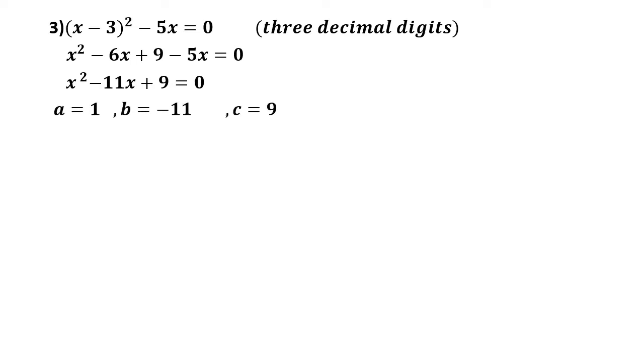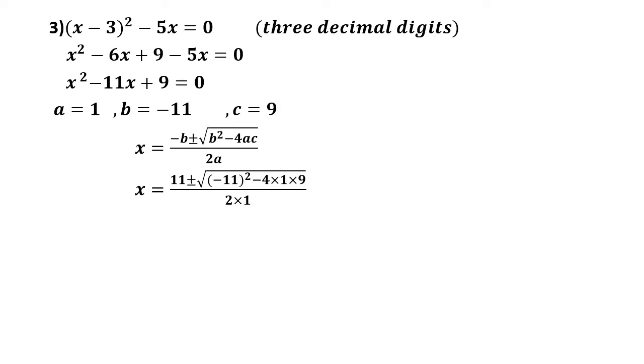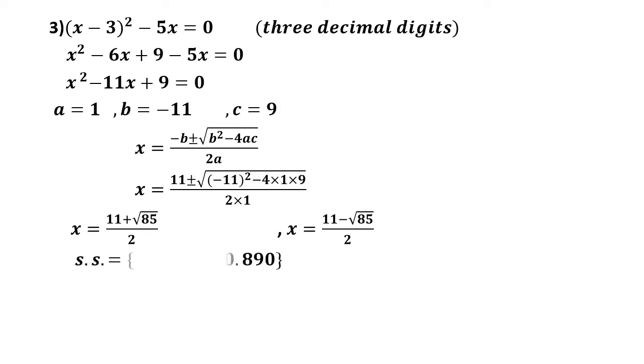Then a equals 1, b equals negative 11, c equals 9. By using the general formula, we can find the solution set. It will be 11 positive or negative square root of negative 11 to the power 2 minus 4 times 1 times 9, over 2 times 1. The first one is positive and the second is negative. By approximating to the nearest 3 decimal places, the solution set will be 10.109 and negative 0.890.